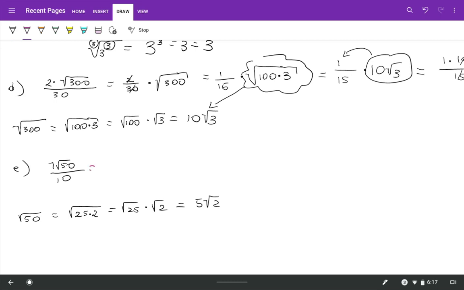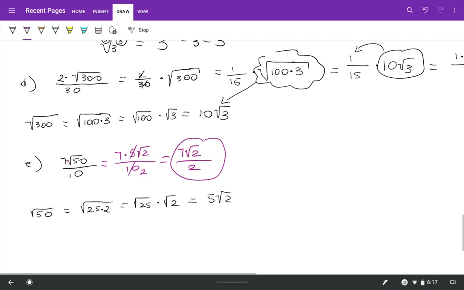So let's go back to this problem. We have 7 times square root of 50, because it's a multiplication between all of them. Square root of 50 is 5 square root of 2, divided by 10. So 5 and 10 you can cancel. 5 divided by 5 is 1. 10 divided by 5 is 2. So we're getting 7 radical 2 over 2. And that's the final solution.